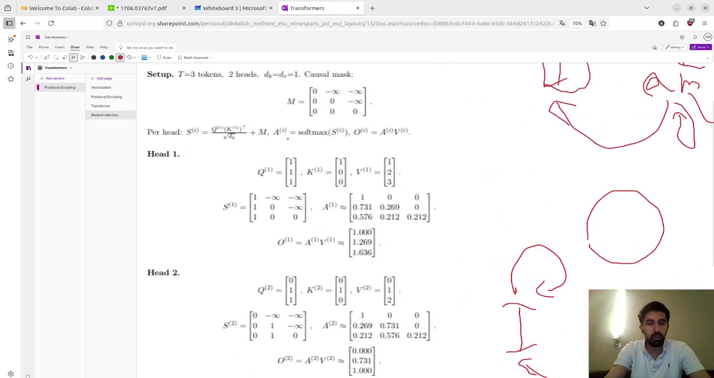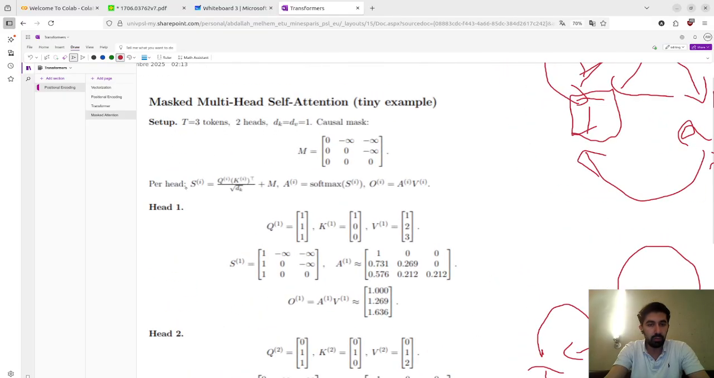And the way you do it is as follows. Instead of calculating query multiplied by key over radical D, you add a matrix M, and M has zeros for everything before you and minus infinity for everything after you.